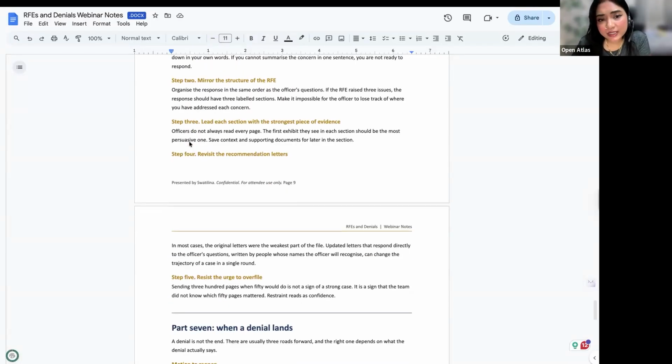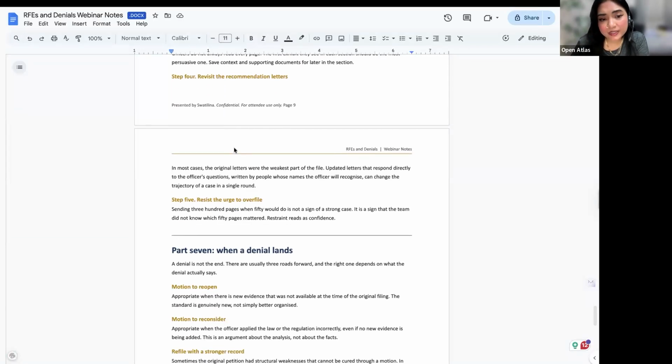Step 3, lead each section with the strongest piece of evidence, however you and your attorney decide. The first exhibit they see in each section should be the most persuasive one. Save context and supporting documents for later in the section.